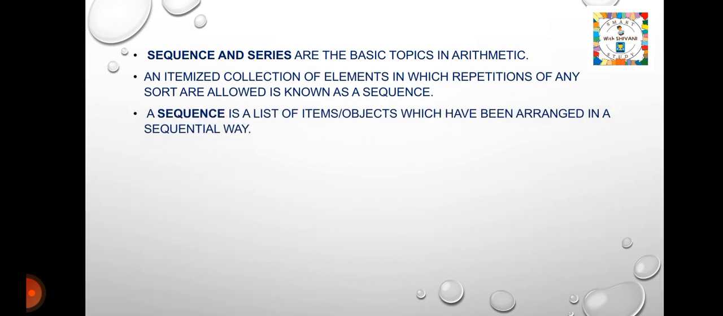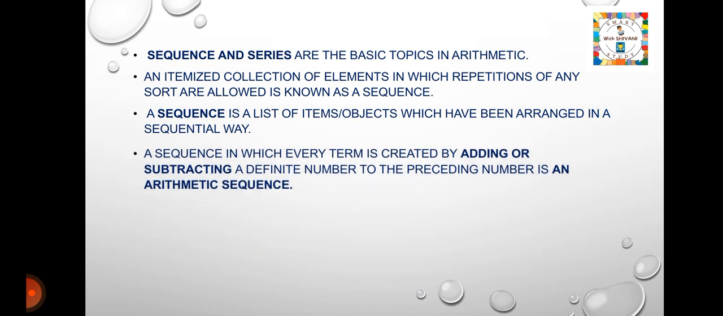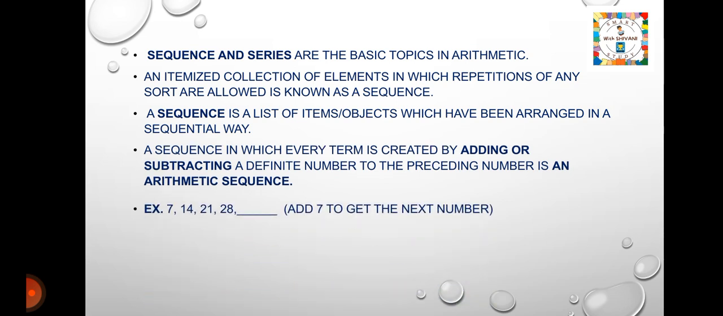In simple terms, we can say that it is a list of items or objects which have been arranged in a sequential way. A sequence in which every term is created by adding or subtracting a definite number to the preceding number is called an arithmetic sequence. Don't worry, we will check the examples to make it more clear.